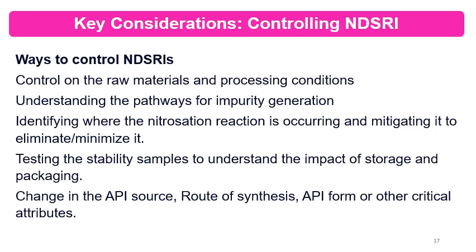Also, many times people change the raw material source or raw material grade. Sometimes the API source can also be changed, as different API suppliers will give you the material with a different route of synthesis. So based on that also you can have control onto the NDSRI impurities and nitrosamine impurities. So change in API source, route of synthesis, API form or other critical attributes, like a crystalline material may have more stability compared to amorphous API, or depending on the particle size or route of synthesis, it may have an impact onto the nitrosamine impurity formation. So these are some of the things which are required to be studied.